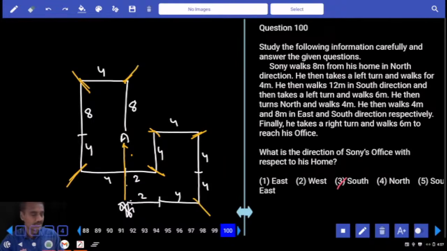Then next one, 100. And what is the direction of Sony's office with respect to his home? And the office is towards which direction? South, choice 3. Then this is about question numbers 96 to 100. Clear?